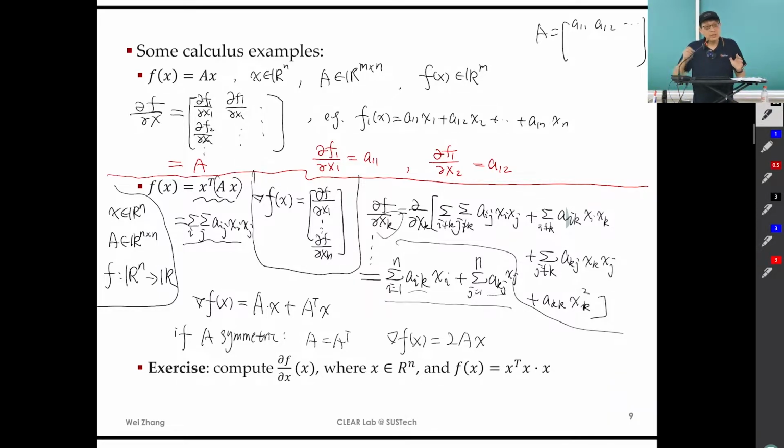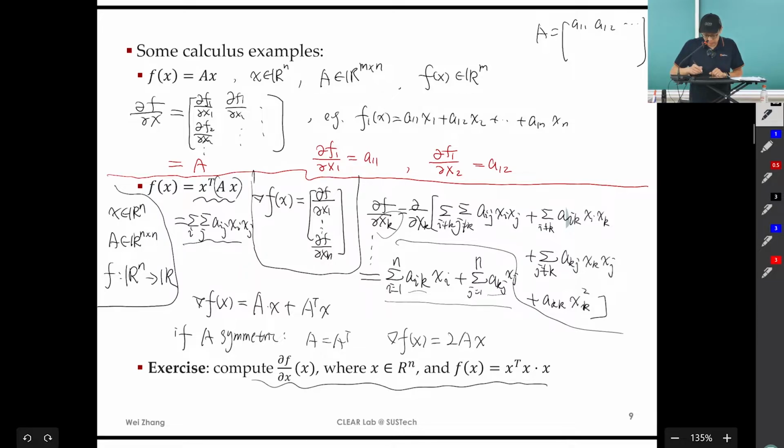In the scalar case, the derivative of x squared equals 2 times x, right? Here in the vector form, the gradient of f is 2 times A times x. It's similar, but slightly different, okay? There's another, more involved case.